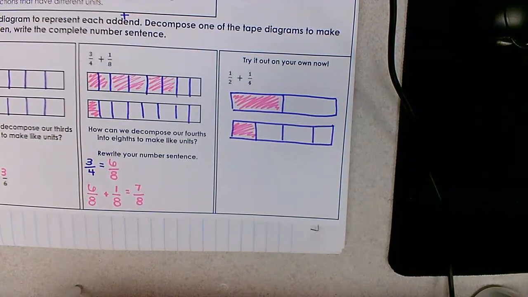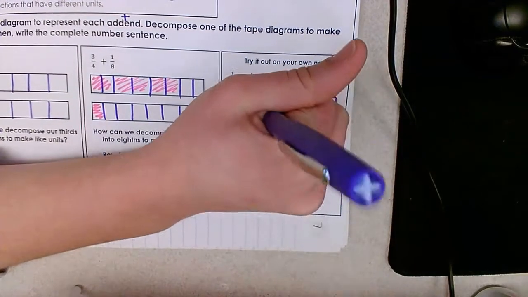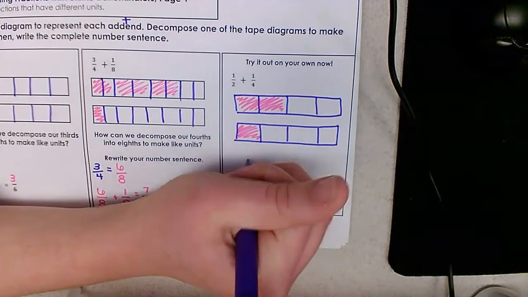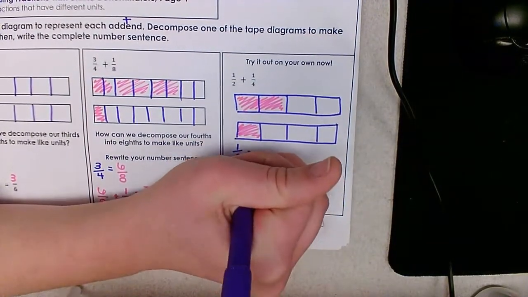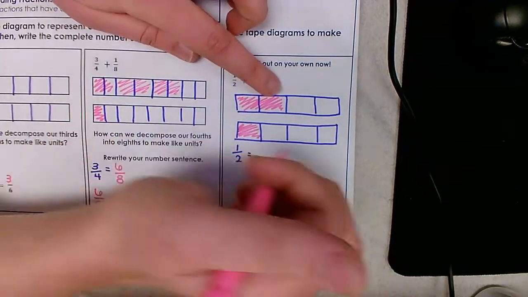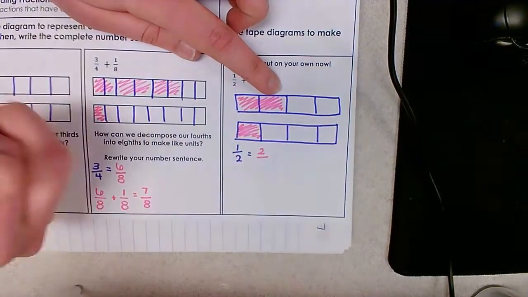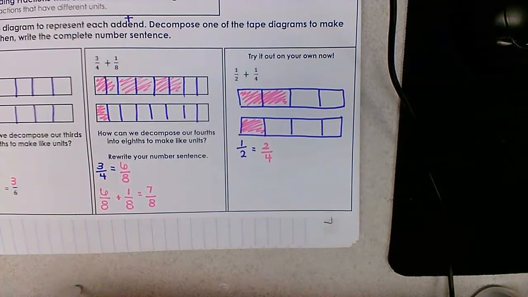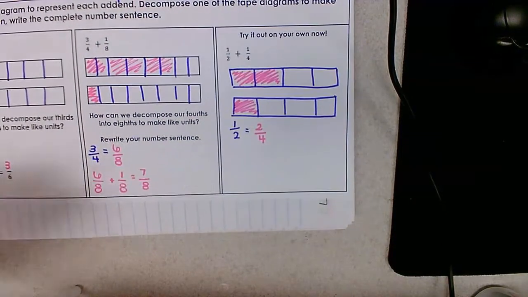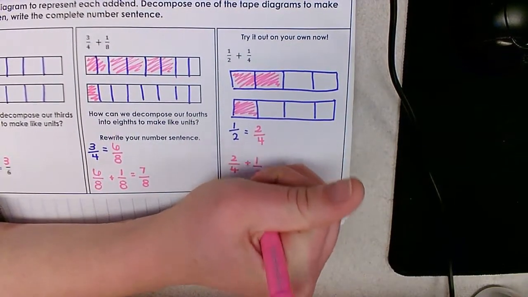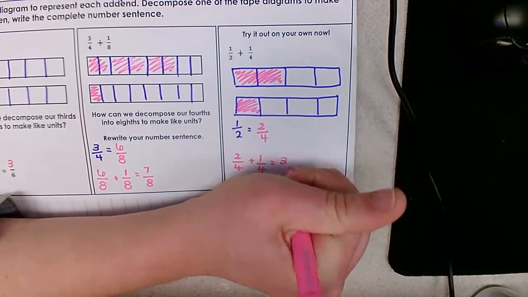How can I decompose my halves into fourths? I know that 2 times 2 equals 4, so I'm going to double up each of my halves to make fourths. I can now rename that fraction. What was once 1 out of 2 pieces is now 2 out of 1, 2, 3, 4 pieces. Now that I have like units, they're all fourths, I can rewrite my number sentence. 2/4 plus 1/4 equals 3/4.